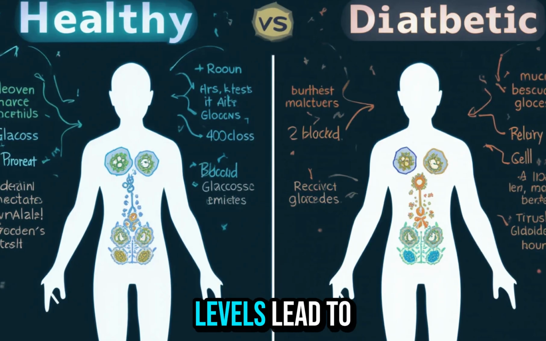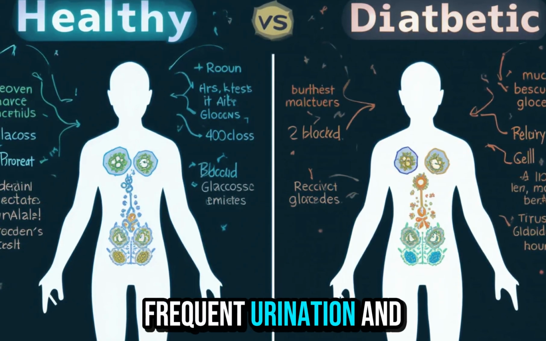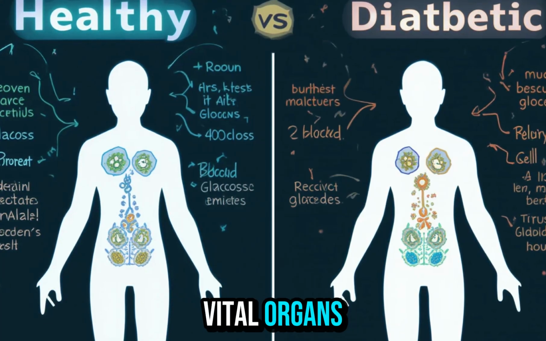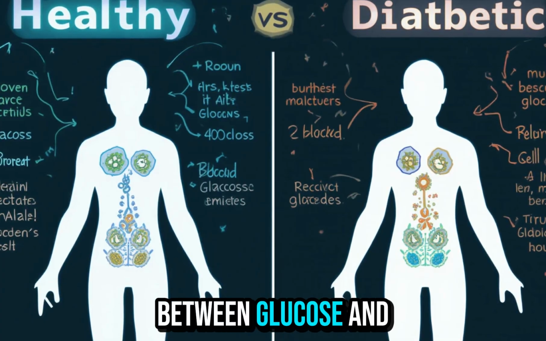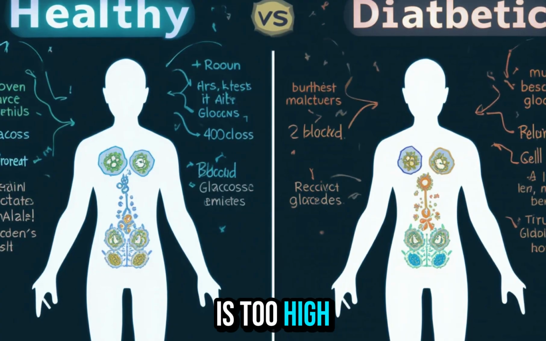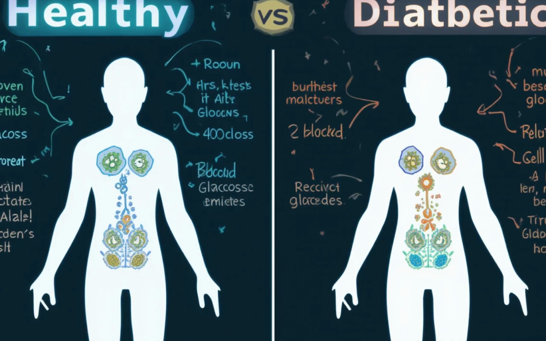Prolonged high blood sugar levels lead to short-term symptoms such as thirst, frequent urination, and fatigue, and eventually damage blood vessels and vital organs. In other words, diabetes disrupts the natural balance between glucose and insulin, leaving the body in a state where blood sugar is too high, while the cells themselves are deprived of the energy they need.